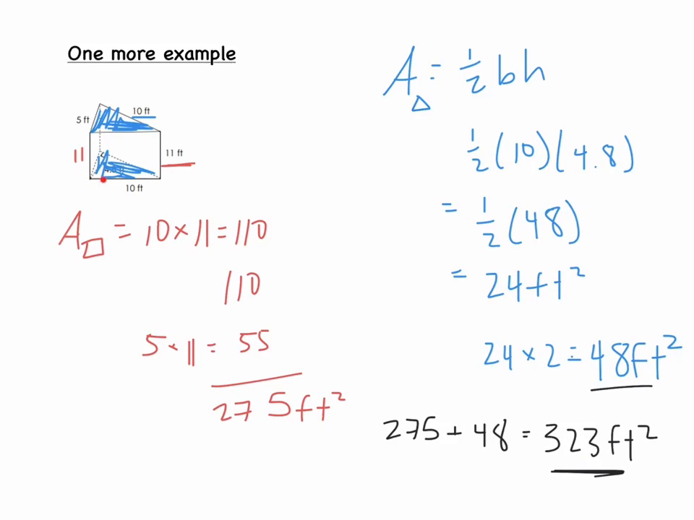So, quick little recap. Remember, do the rectangles first. Those are the easiest ones. Then from there, solve for the triangles. When we're solving for the area of the triangles, always look for the 90 degree to figure out where your base and your height is.